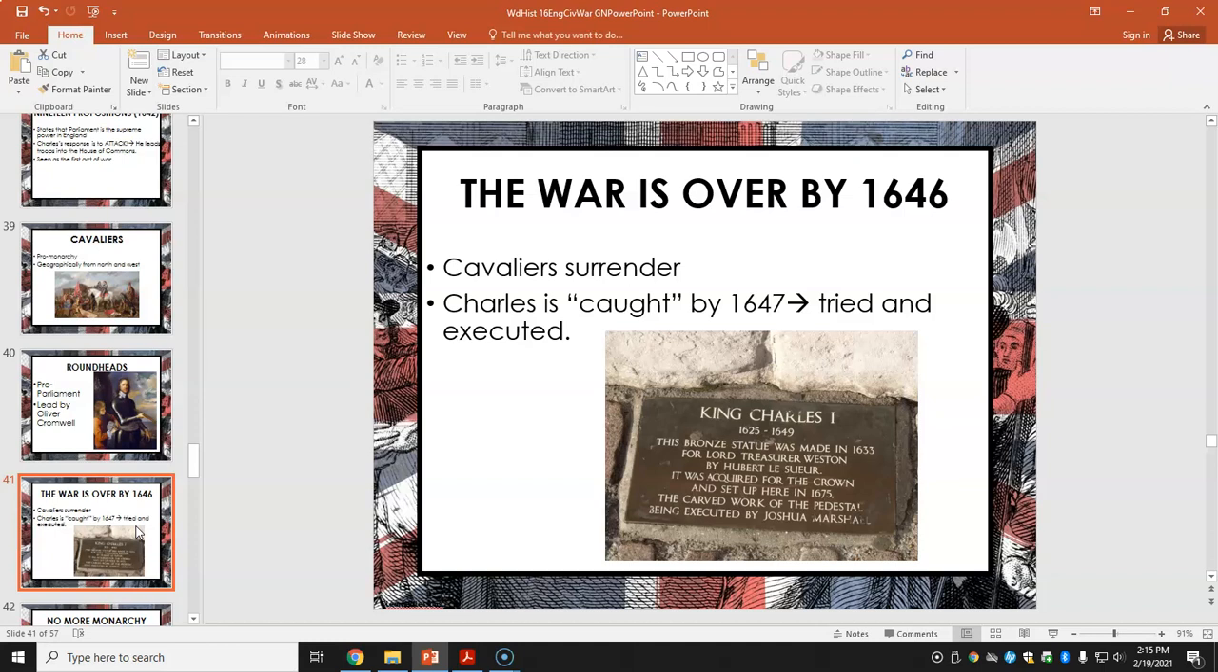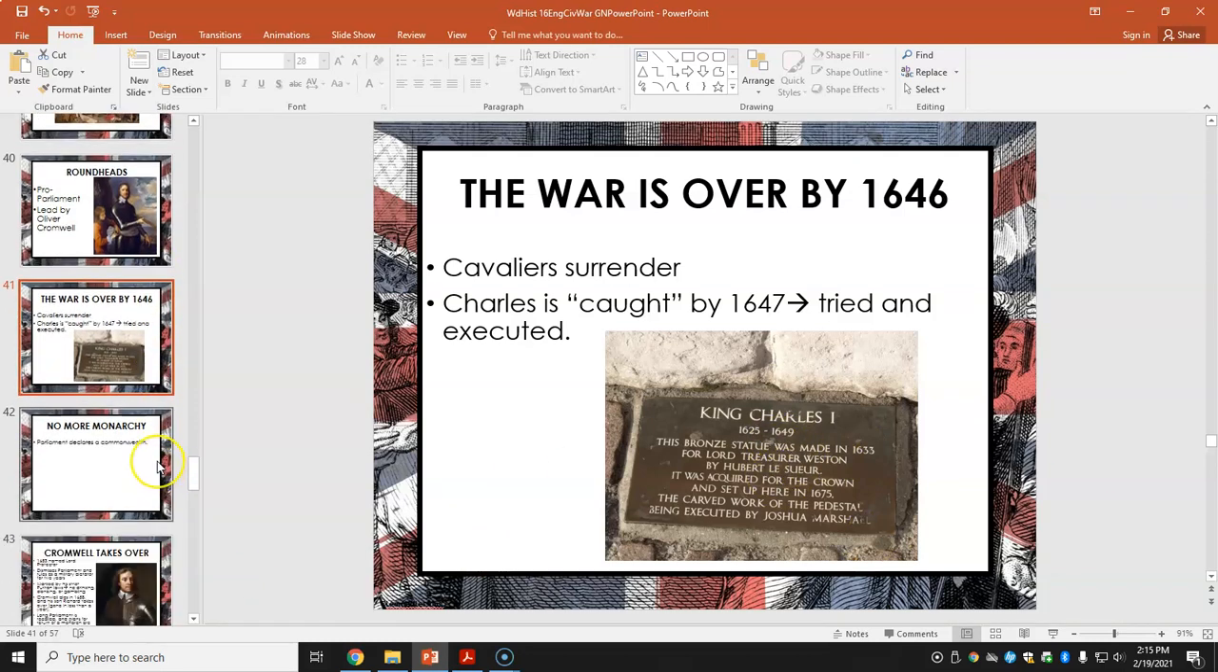So if you look at the burial mound here, it says King Charles I, 1625 to 1649. The bronze statue was made in 1633. It was acquired for the crown and set up here. The carved work of the pedestal being executed by Joshua Marshall, but that's just like the little transcript. It's not his actual burial site.